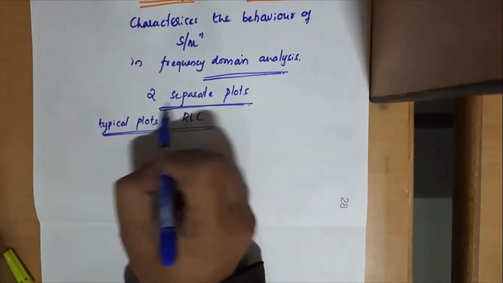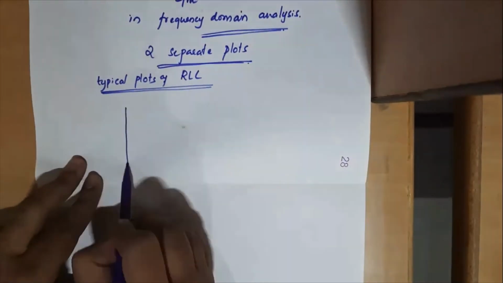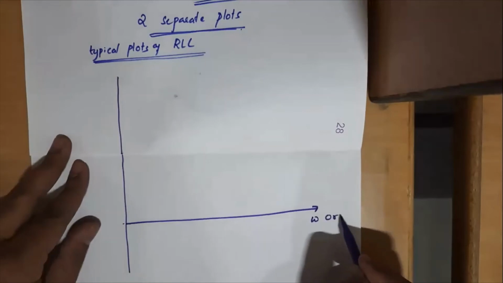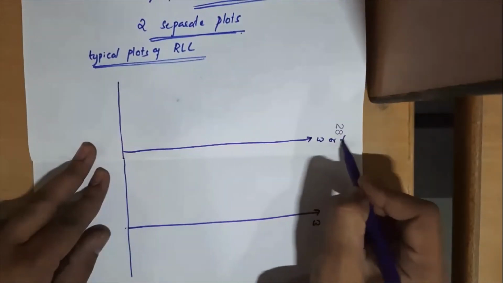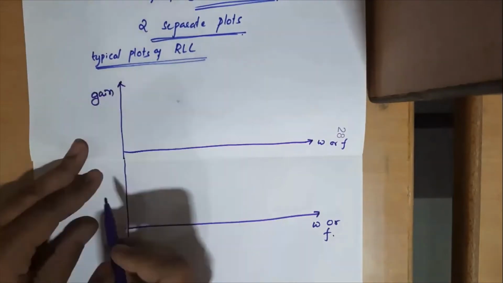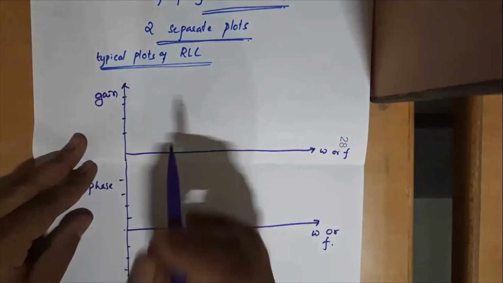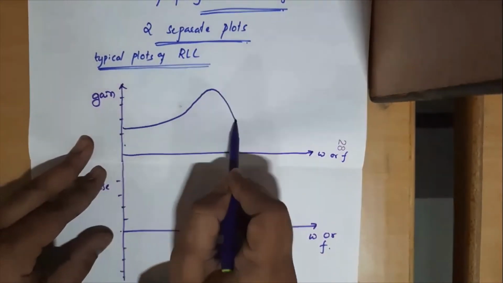So what is the typical plot for an RLC circuit? Let me show you the typical frequency domain plot for an RLC circuit. You have a signal generator connected as input, for which you can fix the input voltage and vary the frequency. If you go on varying the frequency and go on measuring the magnitude and phase, this is how you can join all the points.